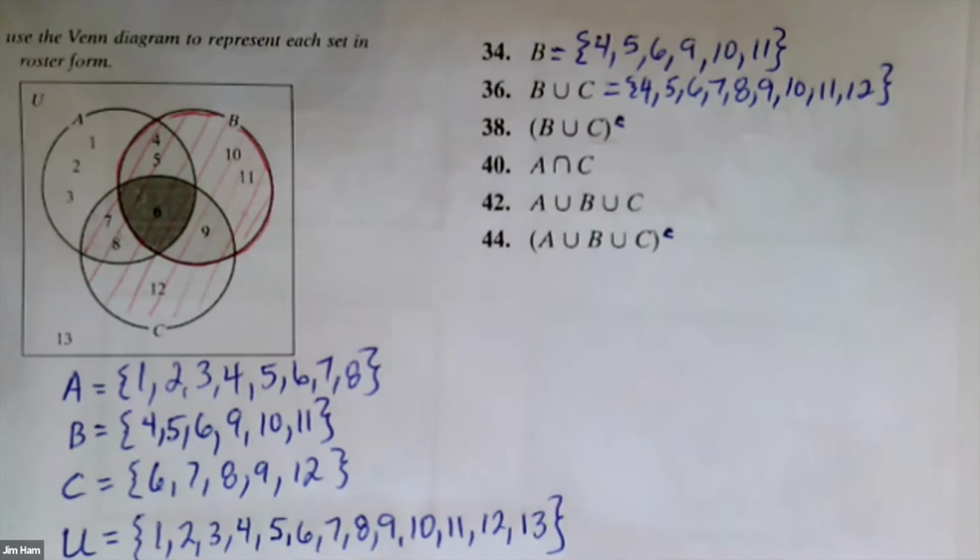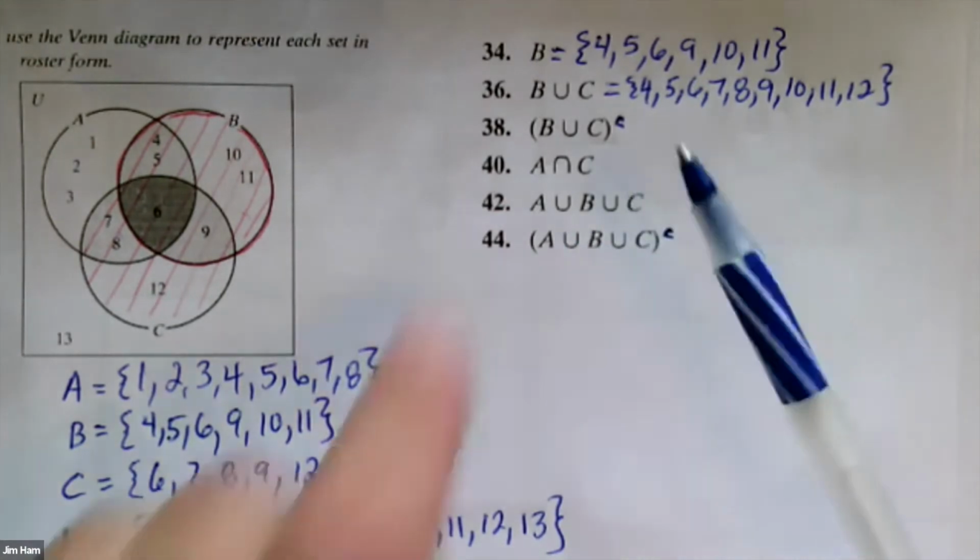Now 38, you can use number 36 to answer number 38. Look how they're common. 36 says find B union C, and 38 basically says find the complement of that. Find the complement of B union C. Now the complement means all elements in the universal set that are not in the original set.